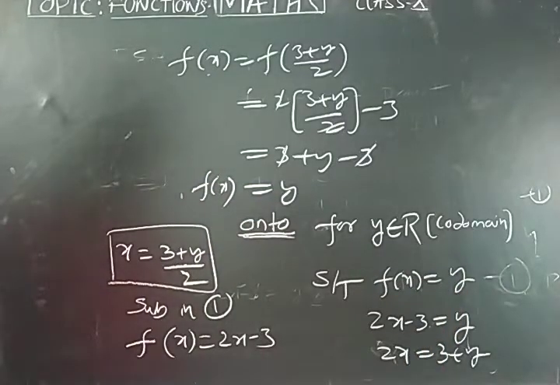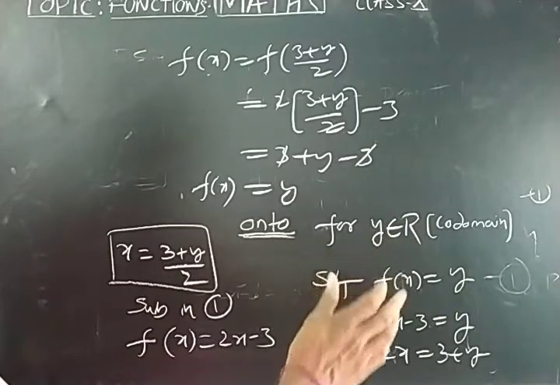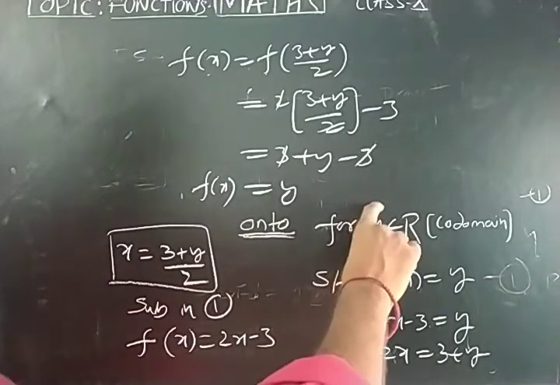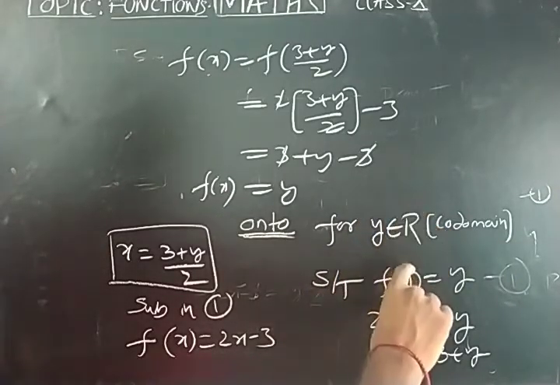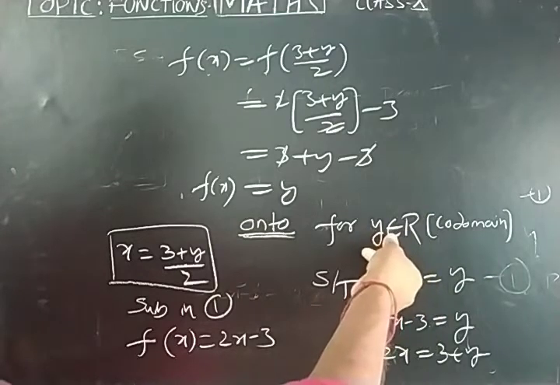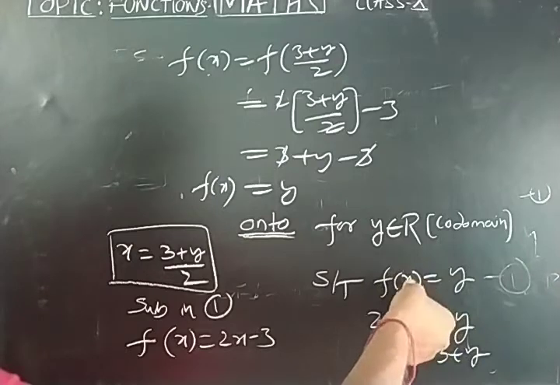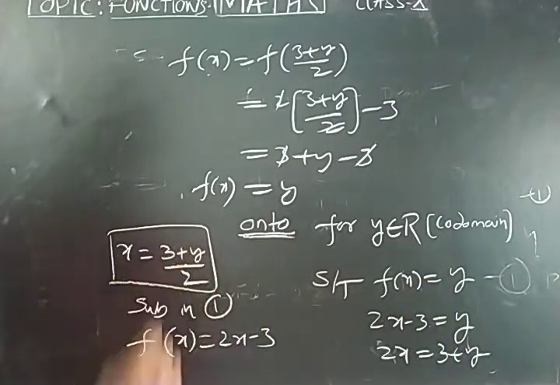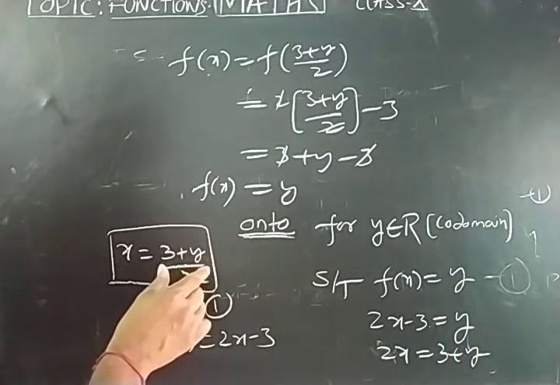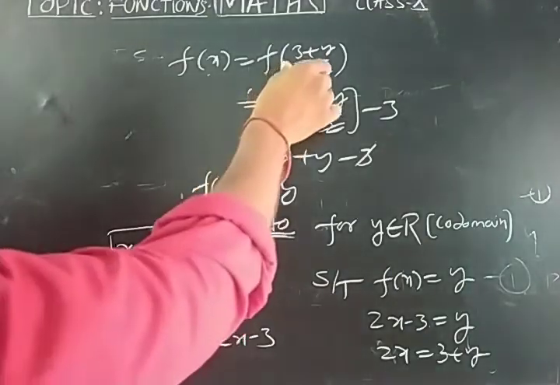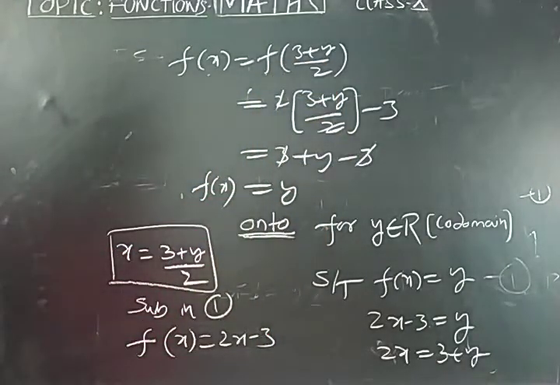So it is onto. So this is the procedure to show the onto. First you should take one element in codomain, and that codomain element is the image of some element of domain. That element is defined as x equal to 3 plus y by 2. So after getting x in terms of y, you substitute in the definition, again you should get y. Then only it is onto.